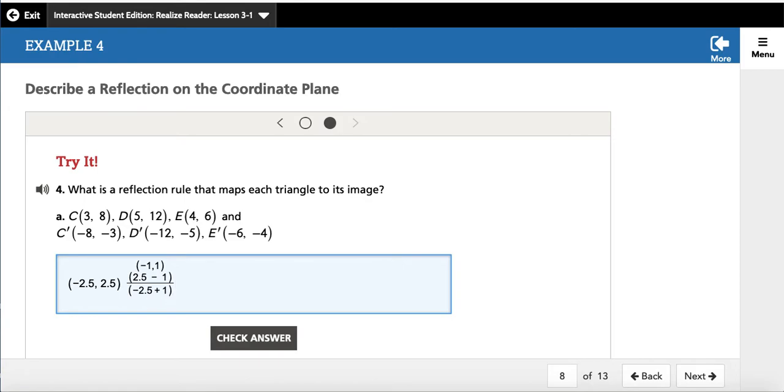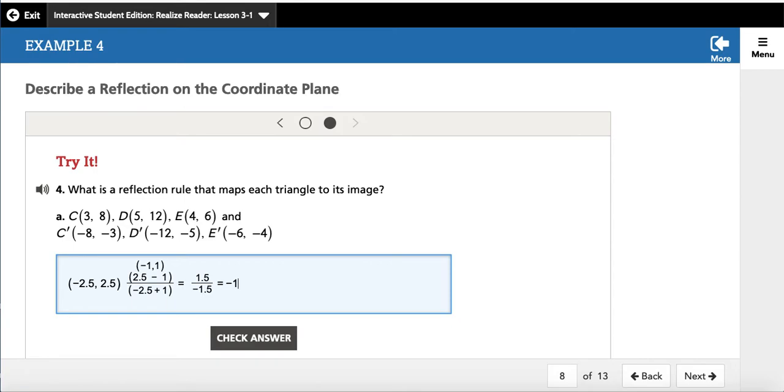Okay. 2.5 minus 1 is 1.5. Negative 2.5 plus 1 is negative 1.5. 1.5 divided by negative 1.5 is negative 1. So the slope's negative 1.